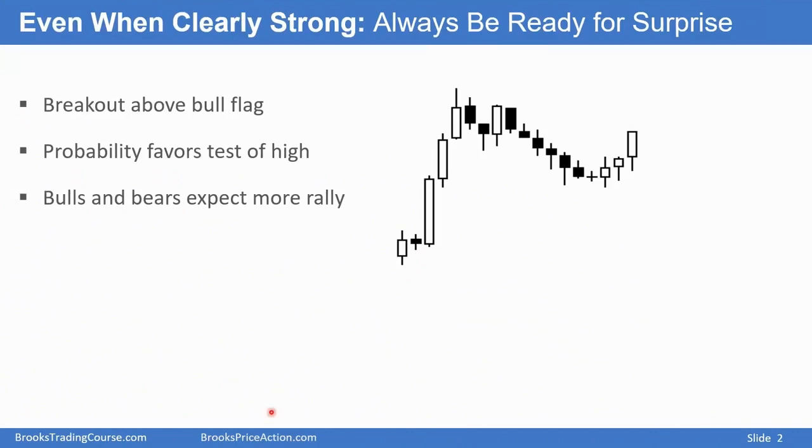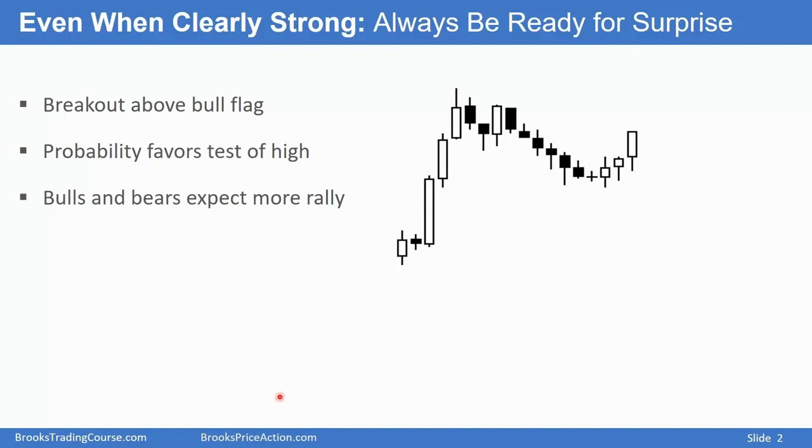Even when something seems very clear, you always have to be ready for a surprise. Nothing in the market is 100%, and most things are only between 40 and 60% certain. So that means even when you think something is probably going to happen, there's at least a 40% chance the opposite will happen, or what you think will happen will not happen.